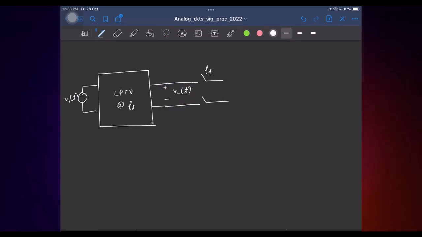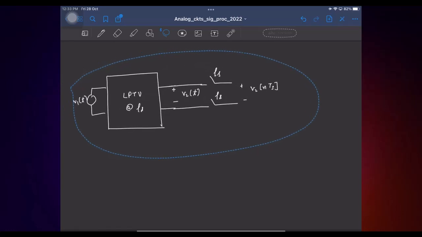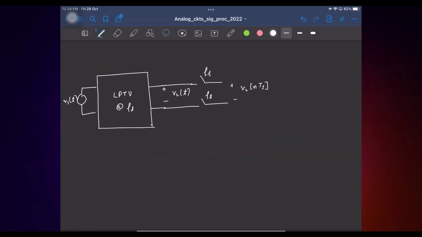In many cases it turns out you are interested in taking the samples of this output, where the sampling rate is equal to the frequency at which the network is also periodically varying. So this is now some V2 of nTs. Does someone remember any application where you have seen this? Basically any ADC or any sampling network, right?